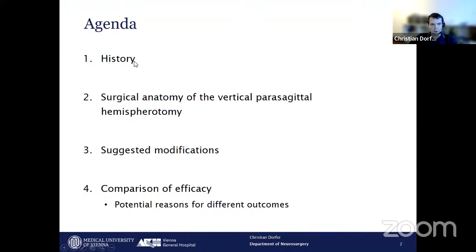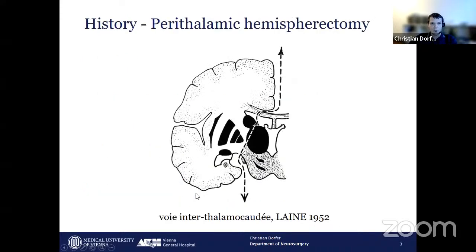After this nice talk on the lateral hemispherotomy techniques, I want to introduce you to the vertical approach. This is my agenda. I will talk briefly about the history, which is brief but important. Then go through the surgical anatomy of the vertical parasagittal hemispherotomy technique as suggested by Delalande. Then talk about suggested modifications to it, and then the efficacy with regard to seizure outcome and potential reasons for different outcomes.